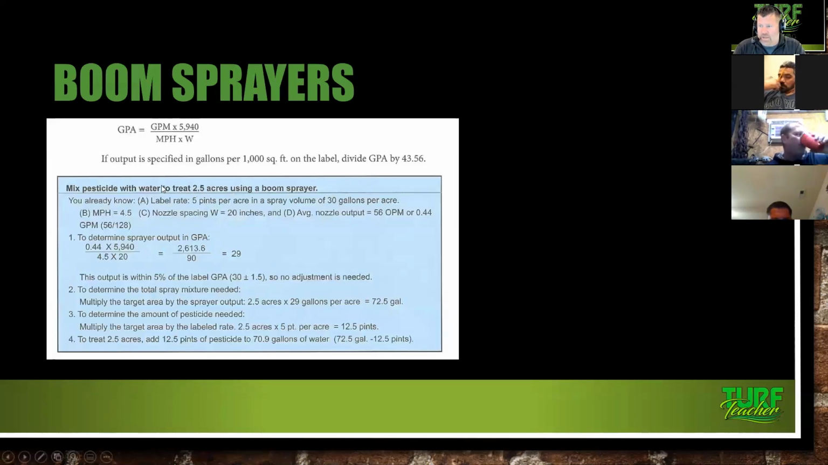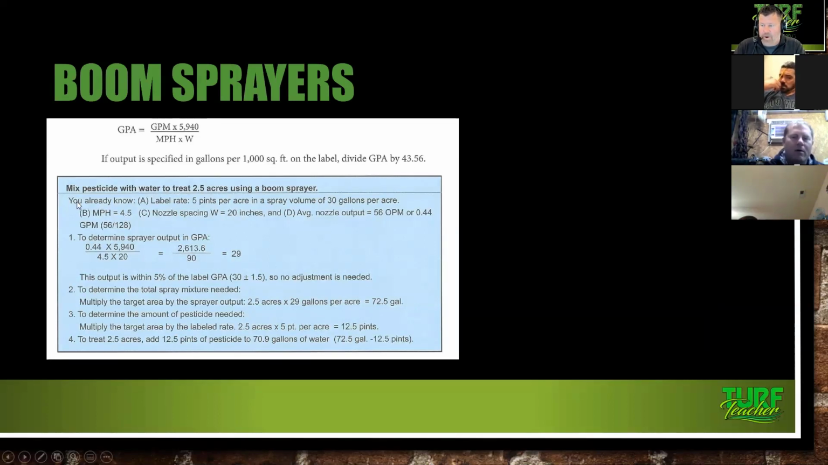And so here it is. We get our gallons per acre, which is gallons per minute, times the 5,940, times the miles per hour, divided by W, your swath width. If output is specified in gallons per thousand square feet on the label, divide the gallons per acre by 43.56.